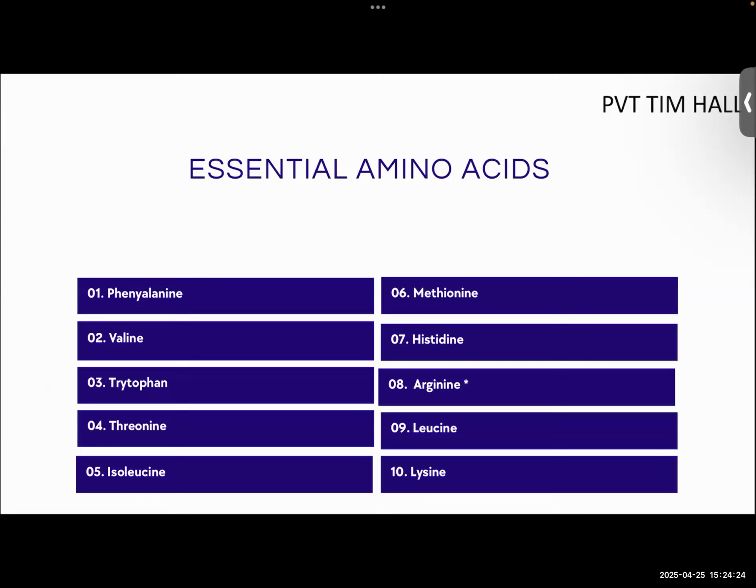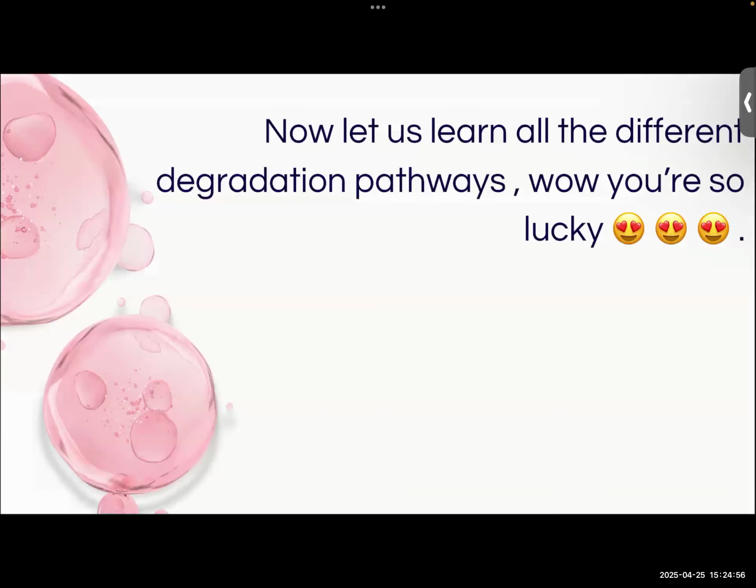Now, arginine, if you notice, has a star next to it. And the reason for this is that it's not strictly essential. It's semi-essential because arginine is only essential when your body is undergoing periods of growth, such as in pregnancy, or you have a positive nitrogen balance. That's when arginine is essential. Otherwise, it's not essential. So it's classified as semi-essential, and that's why it has a star. But the mnemonic to remember this is a very famous one. It's PVT Tim Hall, private Tim Hall. And yeah, that's it. Not much to explain here.